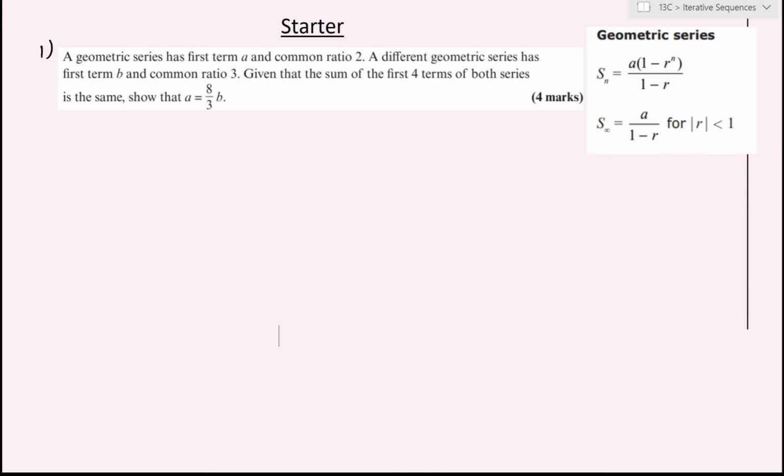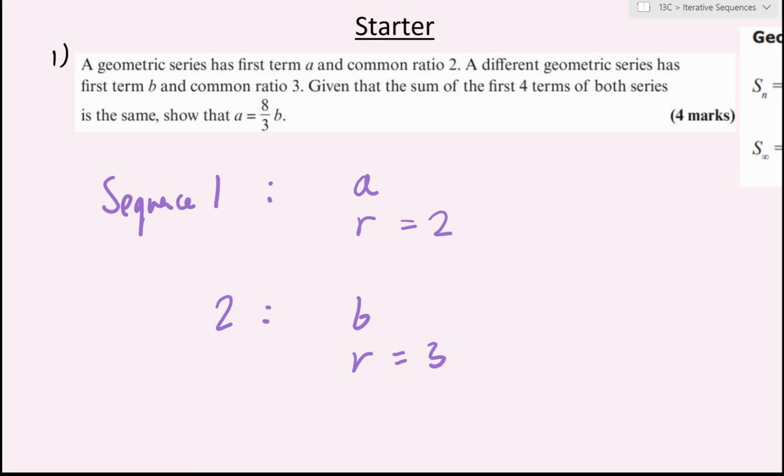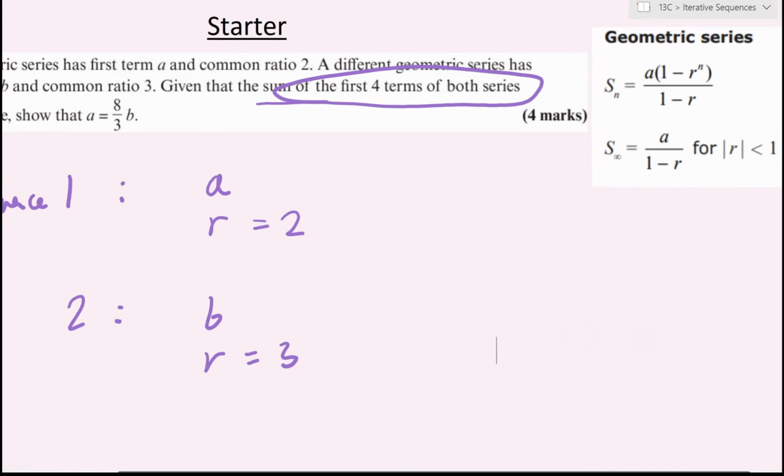Okay, here we have two different geometric sequences. So let's write down what we know. For sequence A, I'll call it sequence 1, we know A is the first term and the common ratio is 2. For sequence 2, we have a first term of B and a common ratio of 3. We're then told the sum of the first 4 terms of both series is the same.